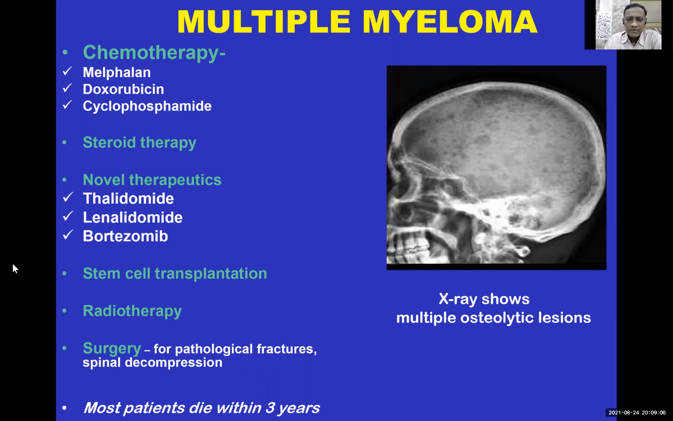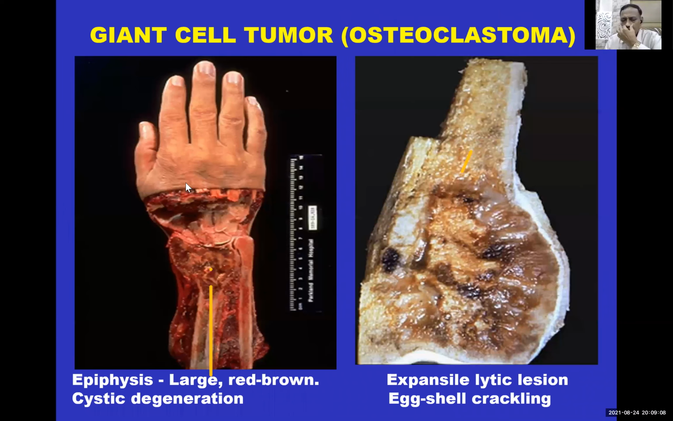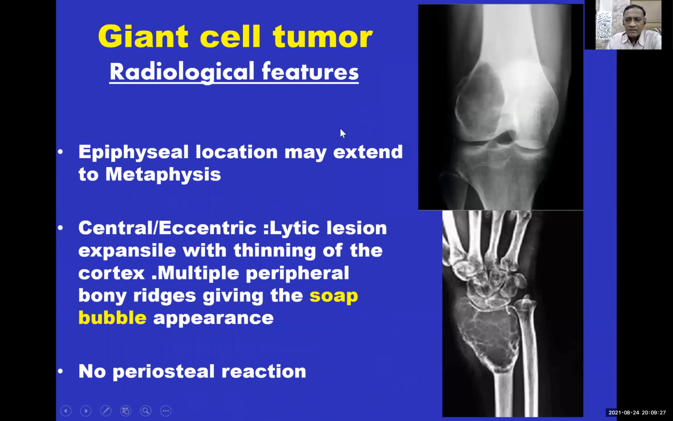The next specimen is of the giant cell tumor, also called osteoclastoma, an epiphyseal tumor with large red-brown areas and cystic degeneration. This is the lower end of the femur, showing the expansile lytic lesion with eggshell crackling. Radiology features this epiphyseal location and may extend into the metaphysis. It starts in one of the corners. That's why it is also called the tumor sitting in the corner.